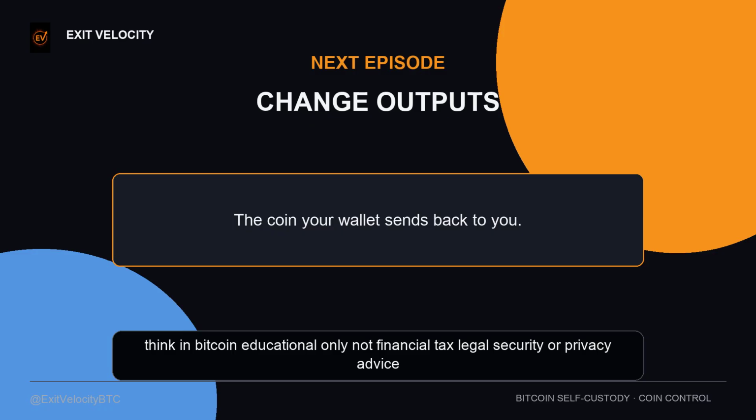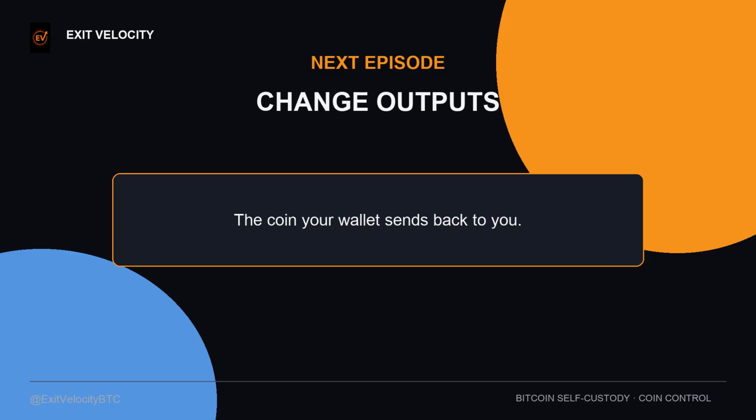Bitcoin gives you the ability to hold separate pieces of money. Coin control gives you a way to spend those pieces intentionally. It does not make Bitcoin perfectly private. It does not make bad habits safe. It does not guarantee anonymity, but it does give you a chance to avoid the obvious mistake, turning one wallet balance into one public story.